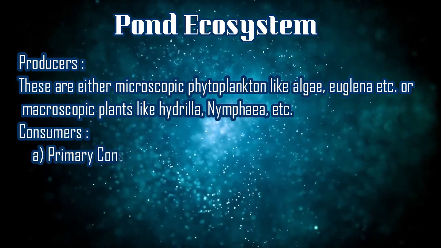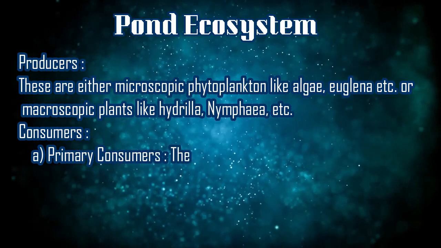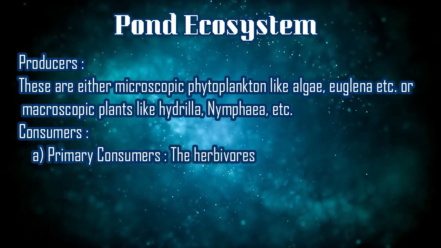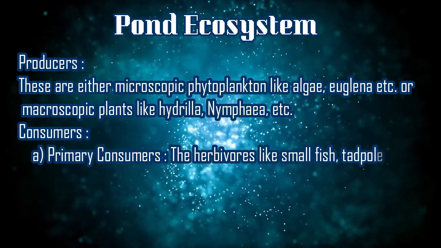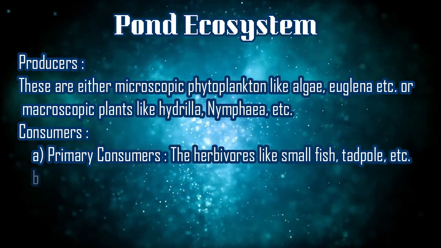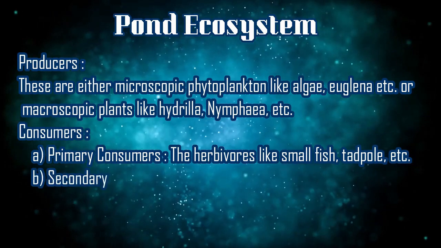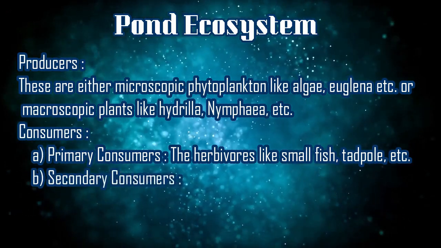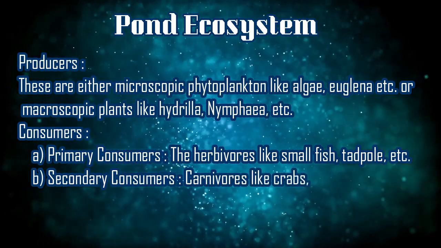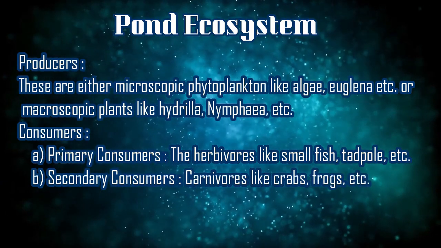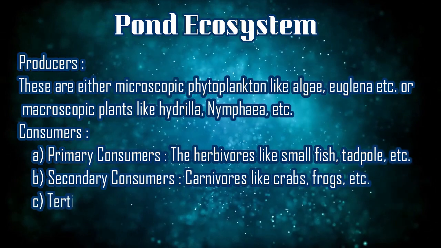So primary, secondary, tertiary, three types of consumers are present in the pond ecosystem. And now let us move to the decomposers. There is a large number of bacteria, fungi, and protozoa present inside the pond, right? And they feed on the dead and decaying organic matter present in the pond, okay. So they act as decomposers, right? So the pond ecosystem is very simple, as we have already seen.